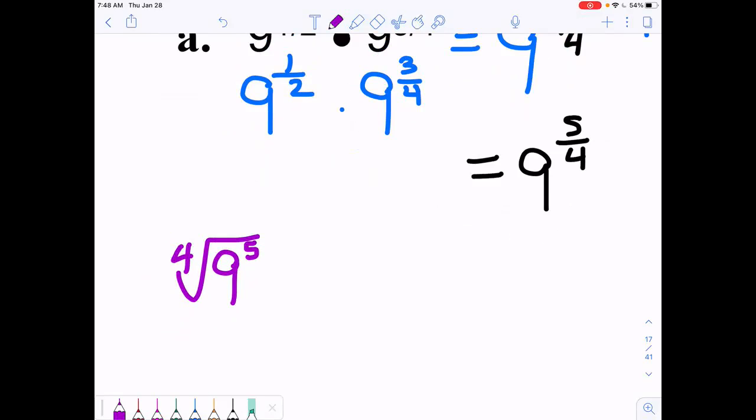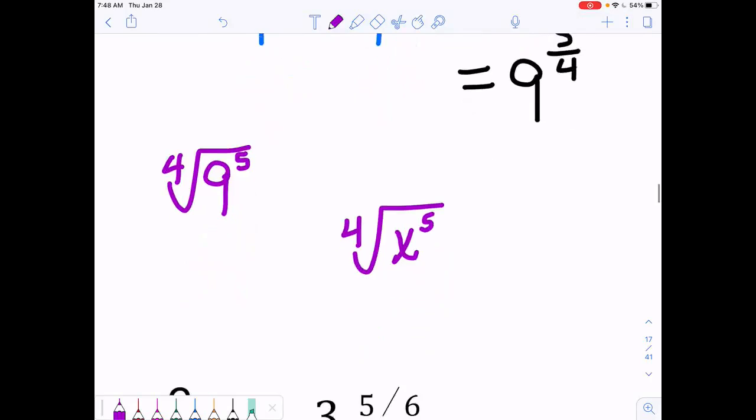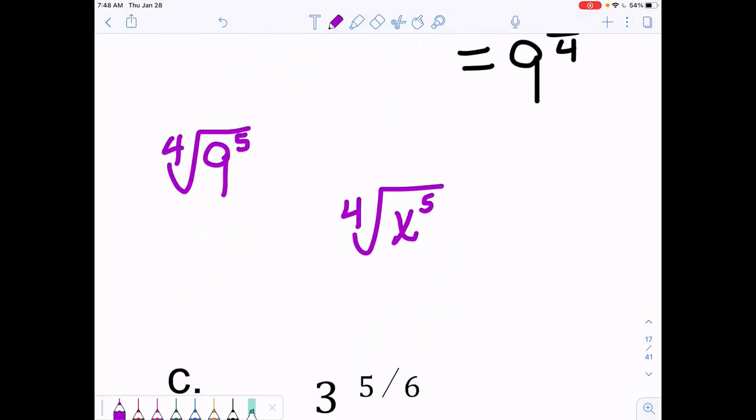And now we're going to try and simplify this. The way we're going to simplify this is by not making 9 to the 5th a huge number. We're also not going to use the calculator. So I want you to go back and think about a variable. So just take a minute here. If this said 4 and then x to the 5th, so don't write this down, I just want you to think. What would you do to simplify the 4th root of x to the 5th?